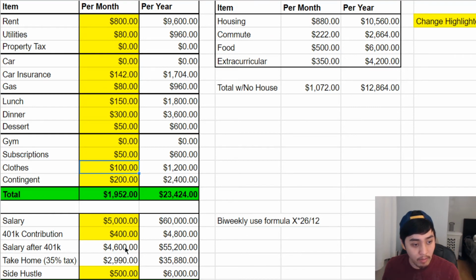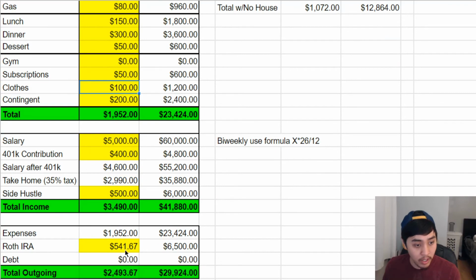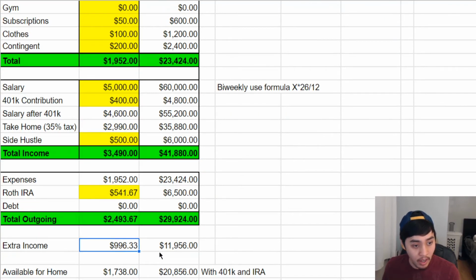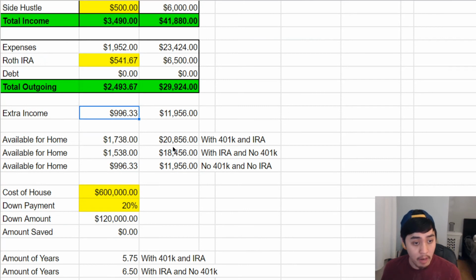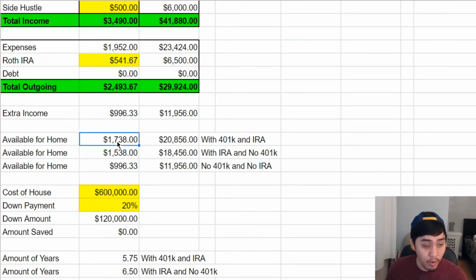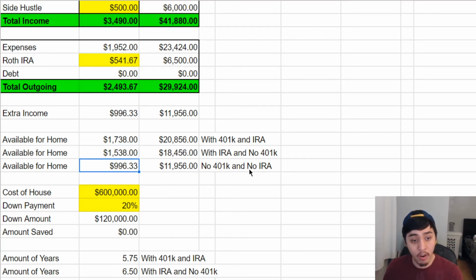If you're graduating from college, first job ever, yeah, looks pretty good. And yeah, you get a total of $996. So with this extra income here, we can use it to find how many years it takes us to buy the house. The way I broke it up is that you can have it using your 401k and your IRA, or just with your IRA and no 401k, or no 401k at all and no IRA.